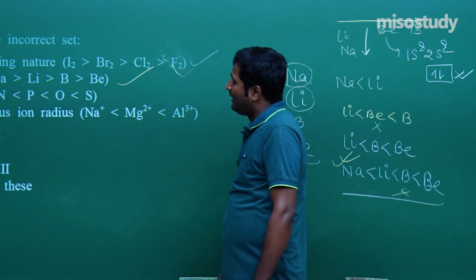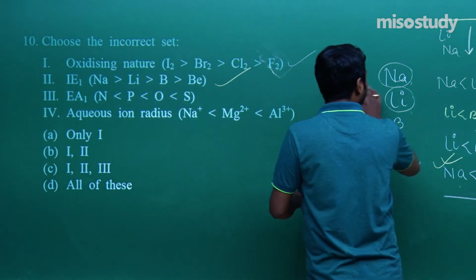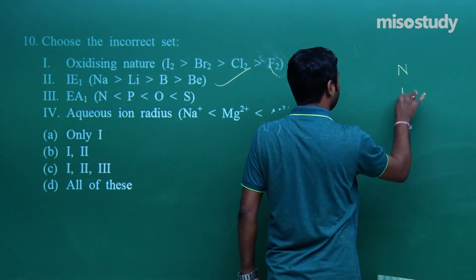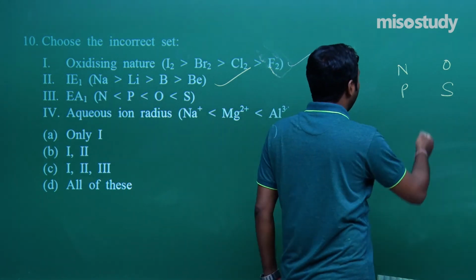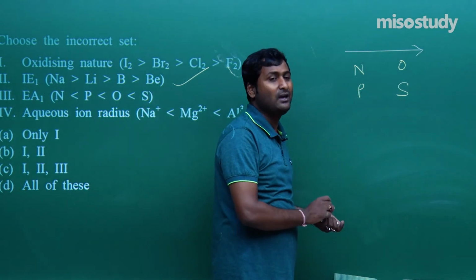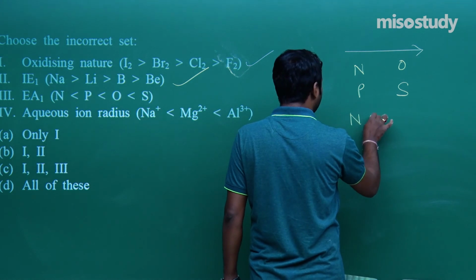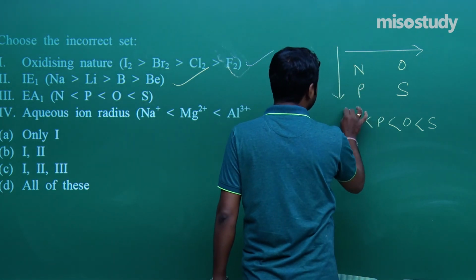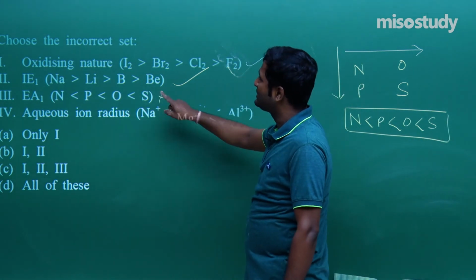Now check out electron affinity. The electron affinity order in case of nitrogen, phosphorus, oxygen and sulfur. This one is nitrogen, this one is phosphorus, this one is oxygen and this one is sulfur. We know that as we move along the period, the non-metallic character increases, and hence the electron affinity also increases. So the order is nitrogen, then phosphorus, then oxygen, then sulfur. Down the group, the case is nitrogen, phosphorus, oxygen and sulfur. So this is a correct statement, not an incorrect statement.